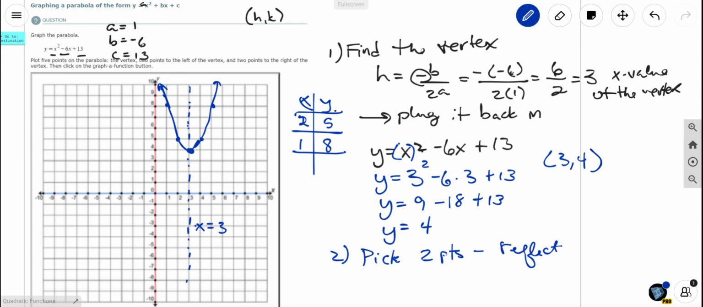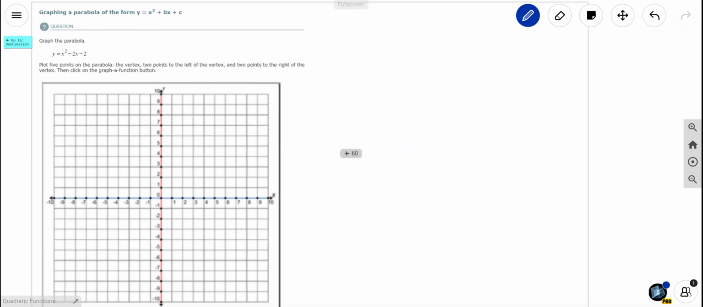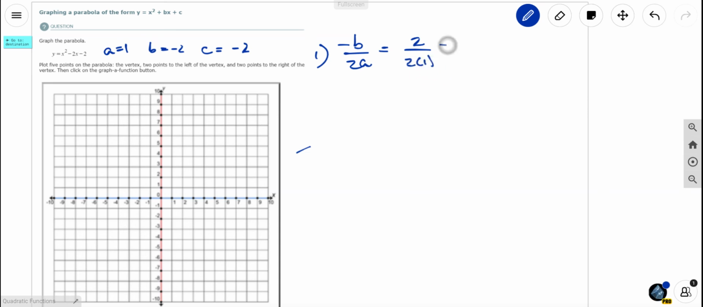Simple enough. Now this one is for you to try. If you want to pause it and do it, that would be great. Okay, I'm just going to do it now. For the vertex, negative b over 2a. So this is step 1. It's helpful to list a is 1, b is negative 2, and c is negative 2. Opposite of b is 2, over 2 times 1, which is 1.